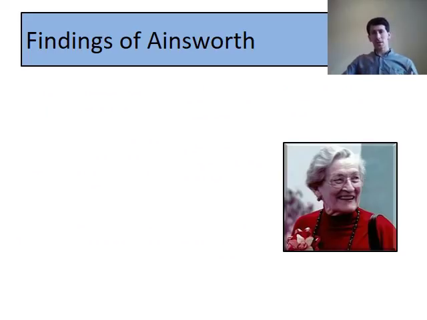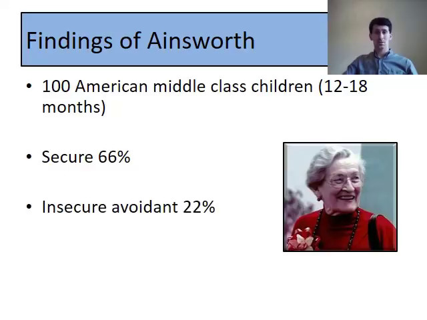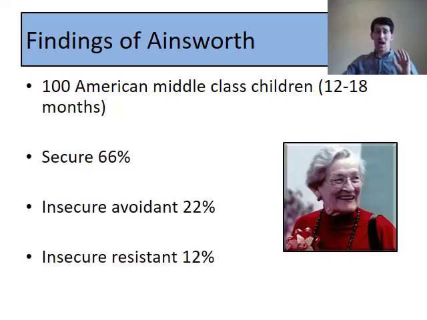So once Ainsworth did her initial strange situation experiment with 100 American middle class children, she found that 66% of the children were securely attached, 22% were insecure avoidant, and 12% insecure resistant. So they were the findings of her study. She came up with these three different types of attachment as a result of her initial study.